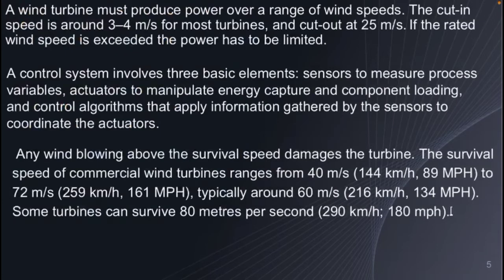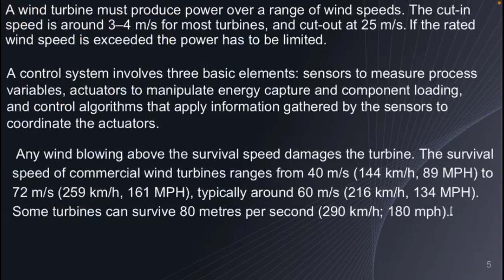A wind turbine must produce power over a range of wind speeds. The cut-in speed is around 3 to 4 meters per second for most turbines and cut-off at 25 m/s. If rated wind speed is exceeded, the power has to be limited.